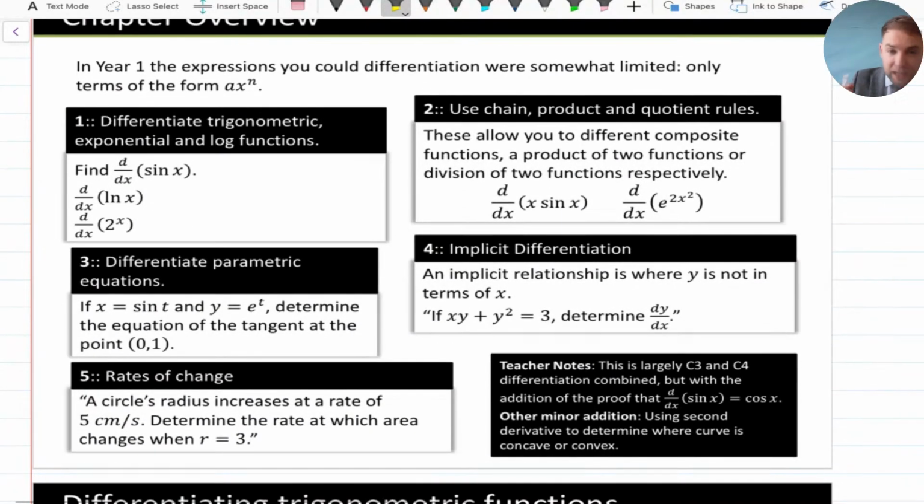So we're going to be looking at how we find the gradient at a particular point, but for different functions now, the new functions that we've been looking at. So, for example, trigonometric, exponential, and log. We're also going to be looking at new rules for differentiation, which are the chain rule, the product rule, and the quotient rule. We're then going to be looking at differentiating parametric equations. We then look at implicit differentiation, which is differentiating things that aren't in the form y is equal to something. And then we're going to look at rates of change, which is more the problem-solving kind of thing, when we start to use differentiation a little bit more.